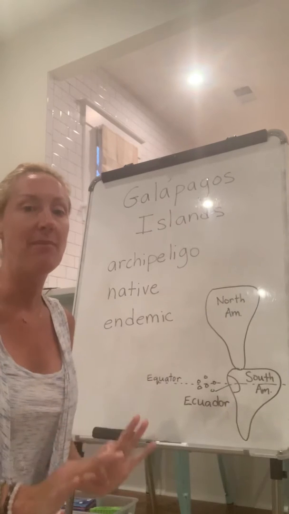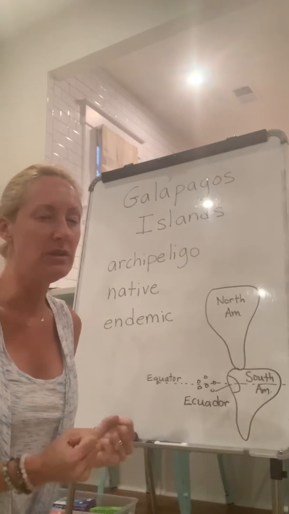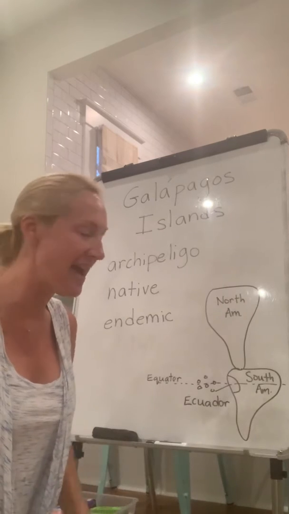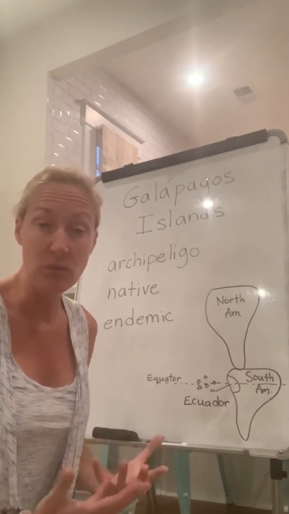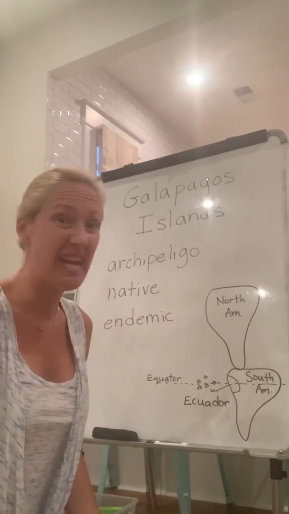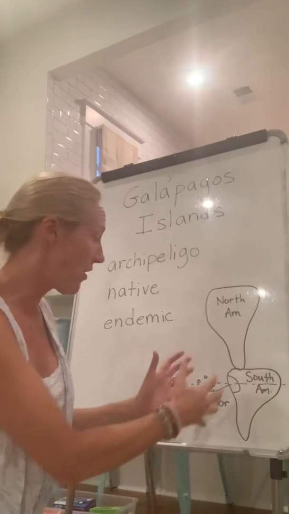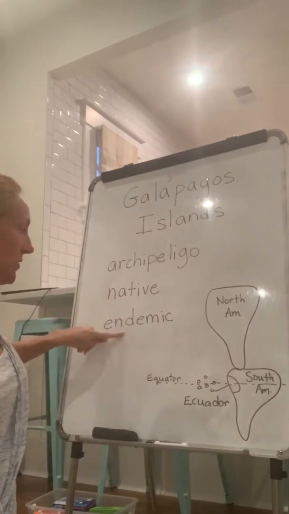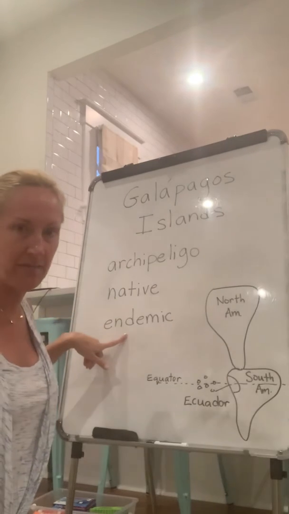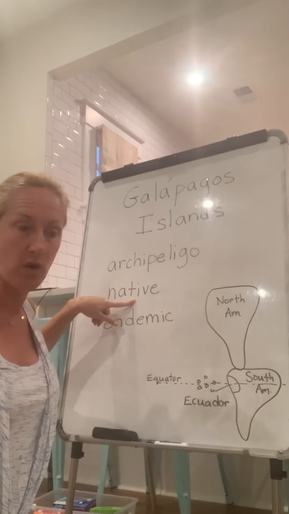Now, the Galapagos Islands are really special. People love to go visit the Galapagos Islands because they have different groups of animals and plants that you cannot find in other parts of the world or that are from there originally. So let's talk about our next two spicy words, vocabulary words. The first one is native. We've talked about that word before, okay?